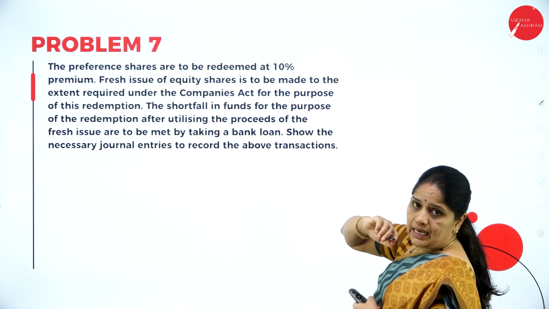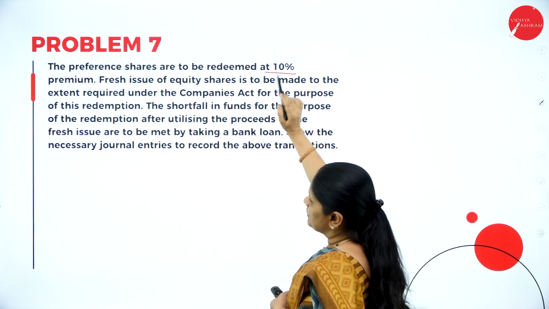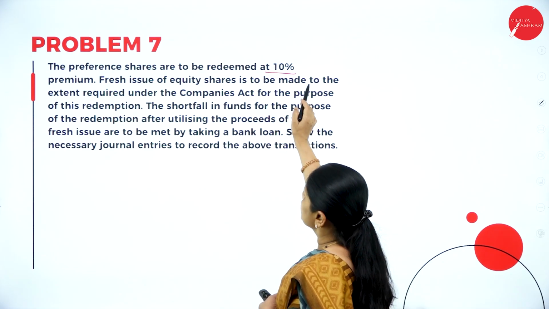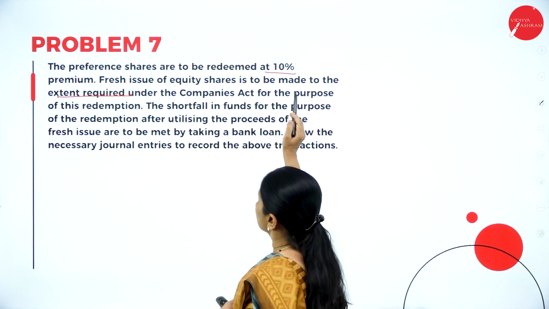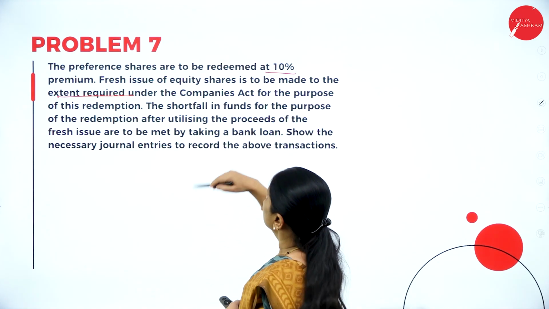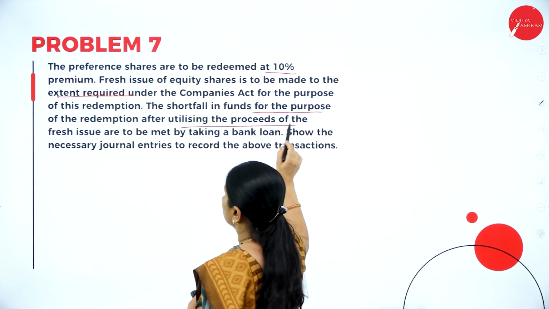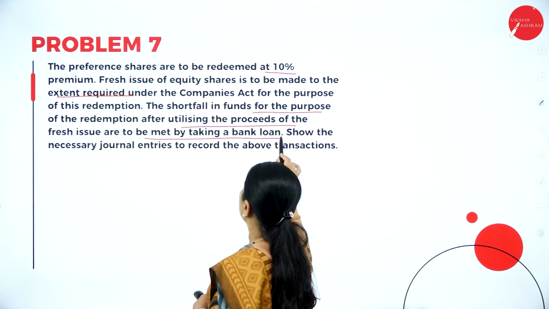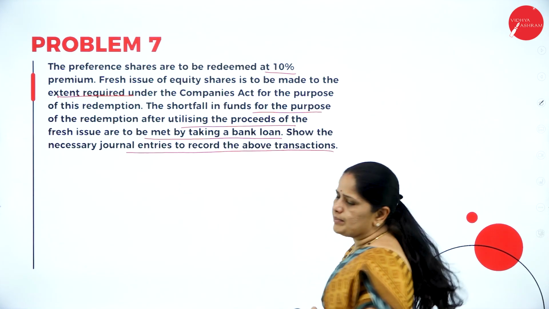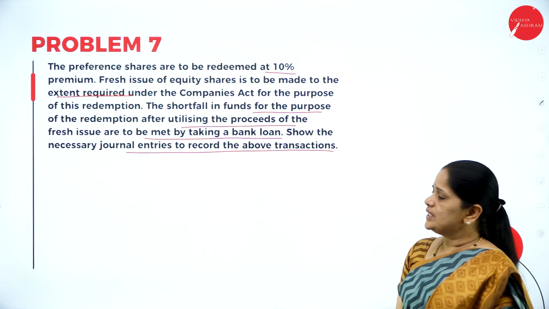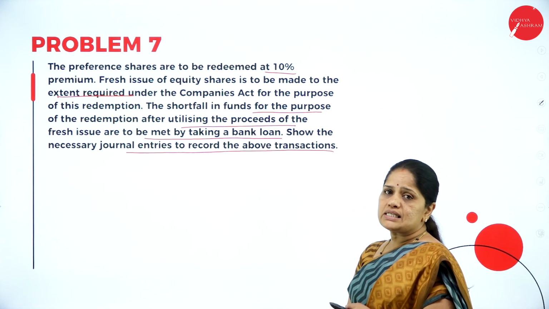Now, what is the additional information here? The preference shares are to be redeemed at 10% premium. Fresh issue of equity shares is to be made to the extent required under the Companies Act for the purpose of redemption. The shortfall in the funds for the purpose of redemption after utilizing the proceeds of fresh issue is to be met by taking a bank loan. Show the necessary journal entries to record the above transactions. So we have the problem here, and then we have to just see what are the things we need here.